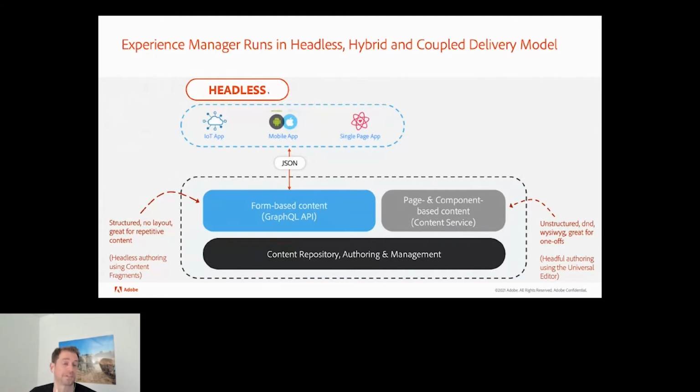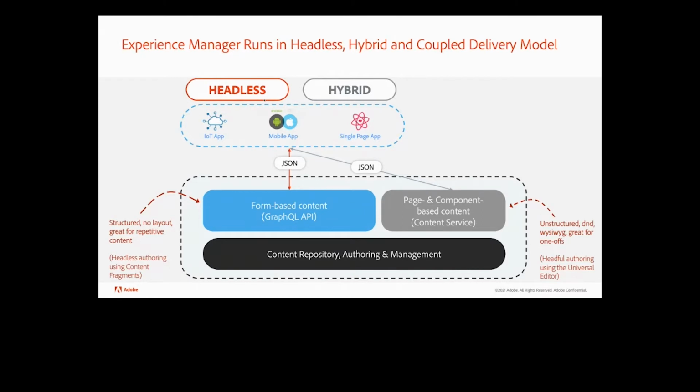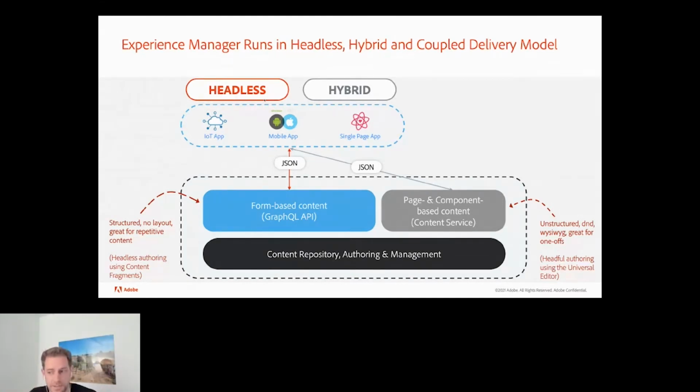The next option is what we call hybrid delivery, where the Touchpoint consumes page and component-based content. The content is still delivered as JSON using AM's content service, but we call it hybrid because AM also provides layout information. And the touchpoint, the SPA, will then use that layout information to render the experience. So they both share the rendering.